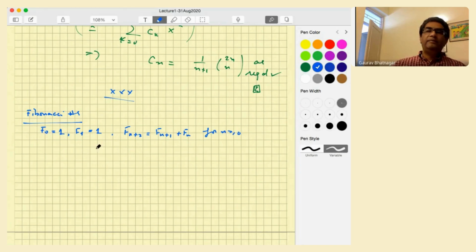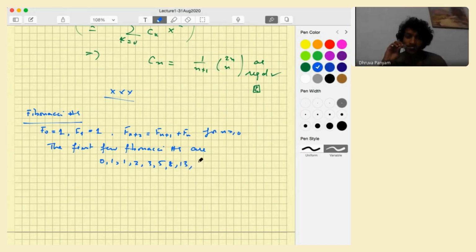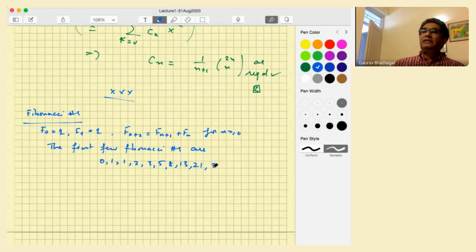I showed it to you last time. I think the first few Fibonacci numbers are 0, 1, 1, 2, 3, 5, 8. What comes next? Somebody tell me. 13, then 21, then 34. You add the sum of the previous values.